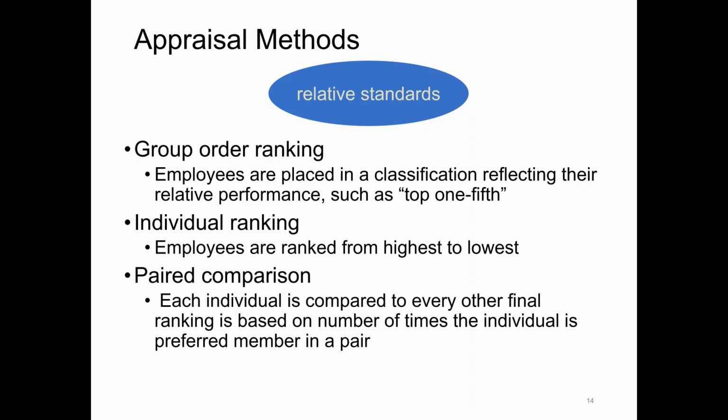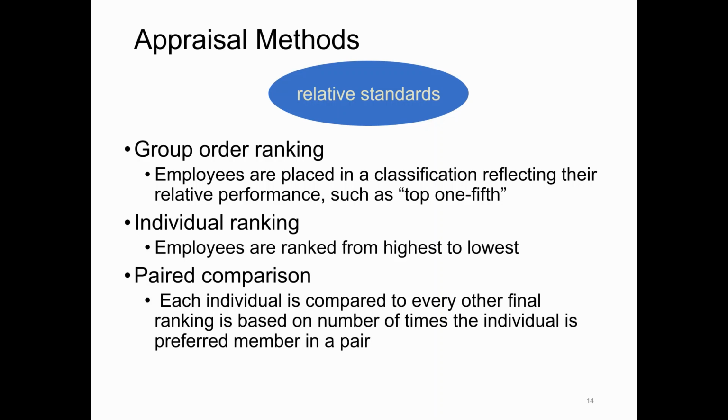then employee A, employee B, and employee C will all be top-notch employees because they have at least achieved 80% of what was expected from them. So in the group order ranking, employees have been fitted into the classification. Here in our example, 80% is the classification, so all of those employees go under that classification.